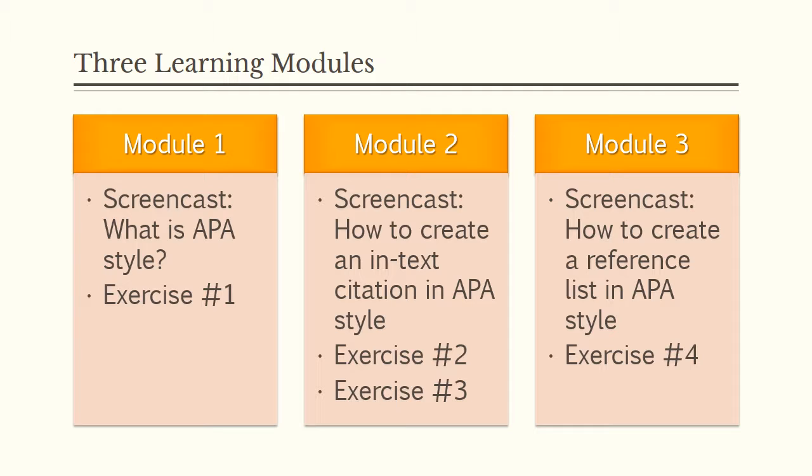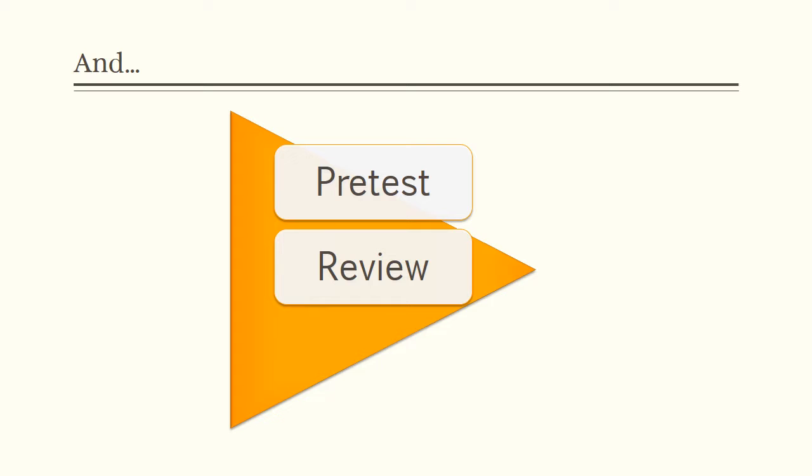Module number three contains a screencast defining a reference list and explaining how to create a reference list in APA style. The module closes with an exercise to practice creating a reference list. In addition to the three learning modules, this module starts with a pretest to assess what you already know about citing sources. After the learning modules, you will find a review, followed by the post-test.